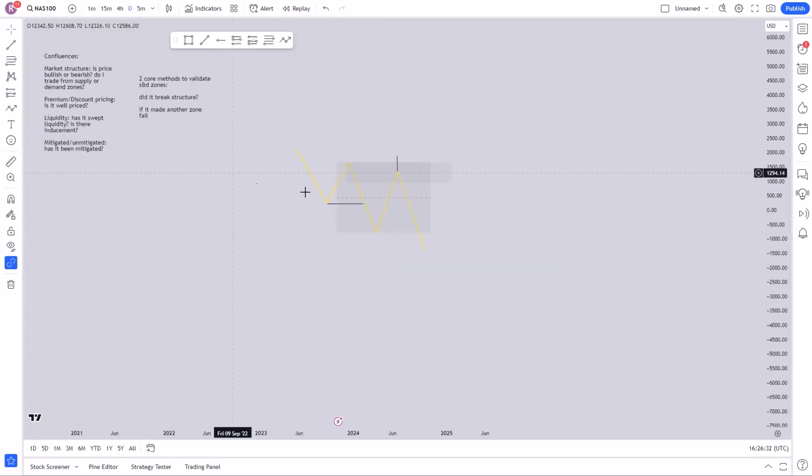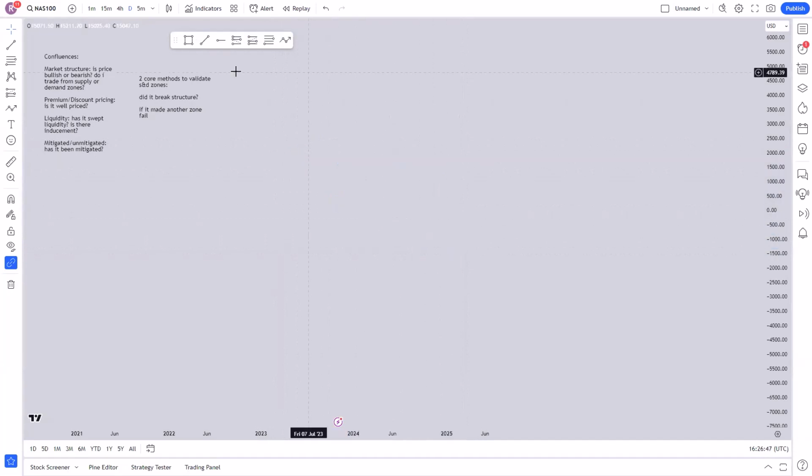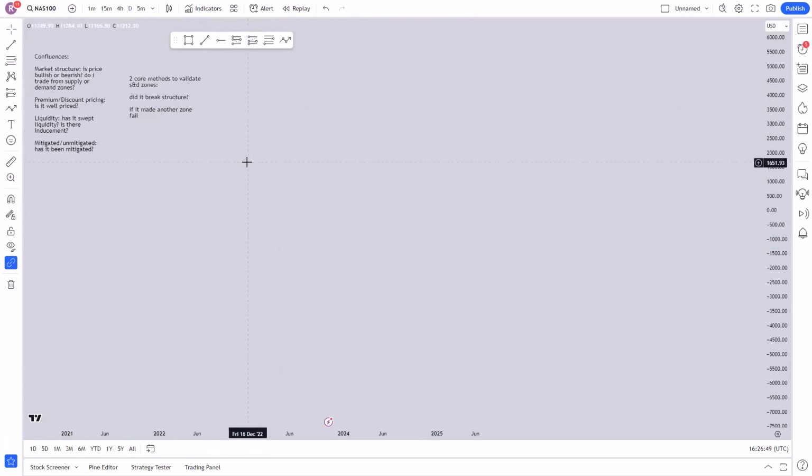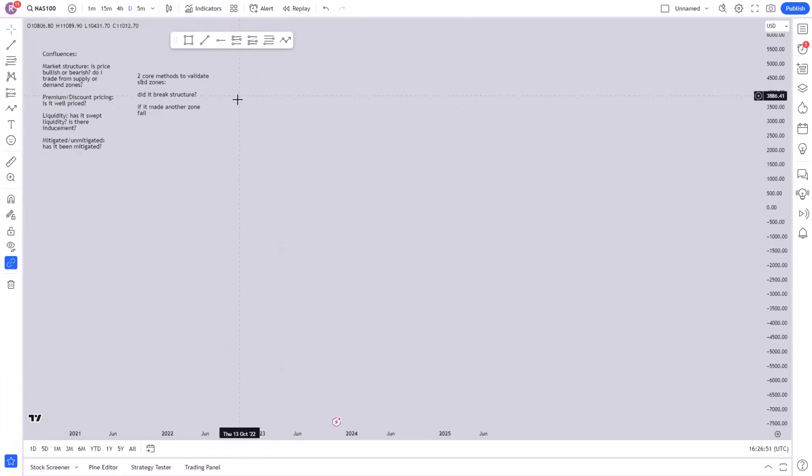Right, so that was the bearish example of the two core methods to validate a supply and demand zone. Did it break structure? Yes, it caused a break of structure, so it's a valid zone. Now let's go to the second core method to validate a supply and demand zone: if it made another zone fail. So does anybody know what a flip zone is? No. Okay. Anyone else?